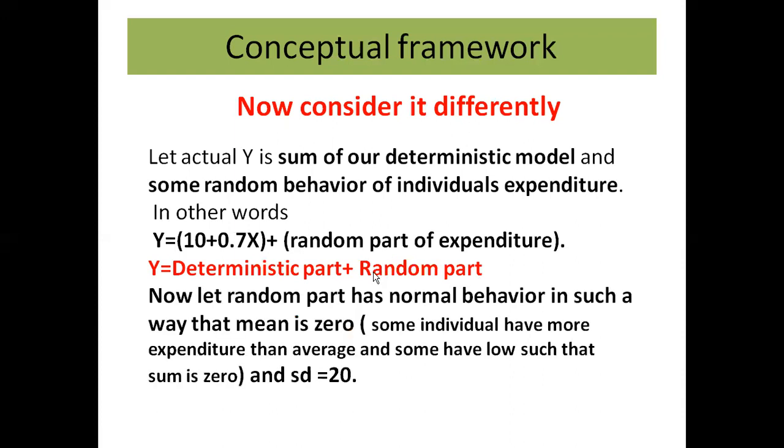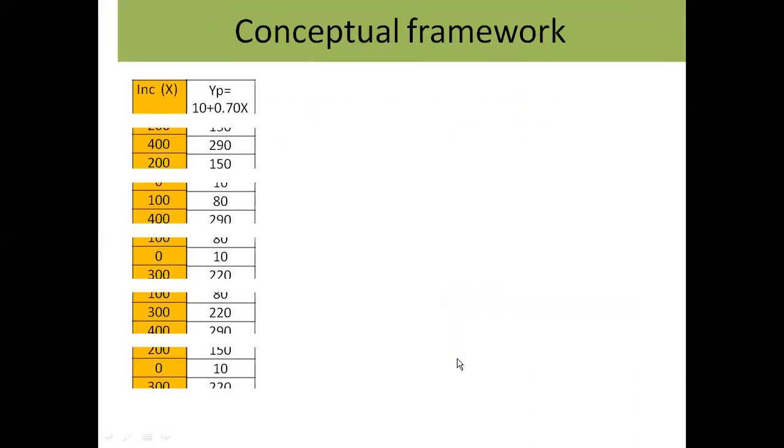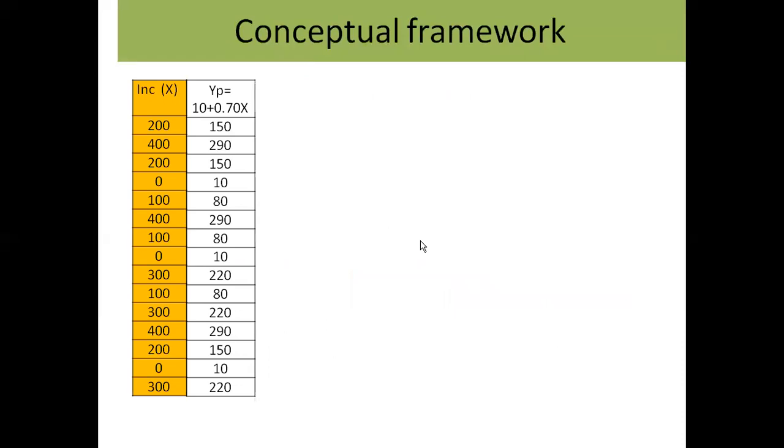Generally, we suppose that this random part has normal behavior, in such a way that its up and down behavior sums to zero with a certain standard deviation. Here I suppose that the standard deviation is 20, generally written as normal 0, 400. I'm not going into much depth in this one. I just want to show you how these things work.